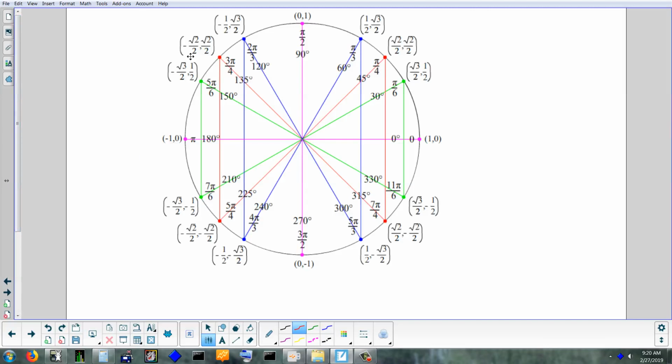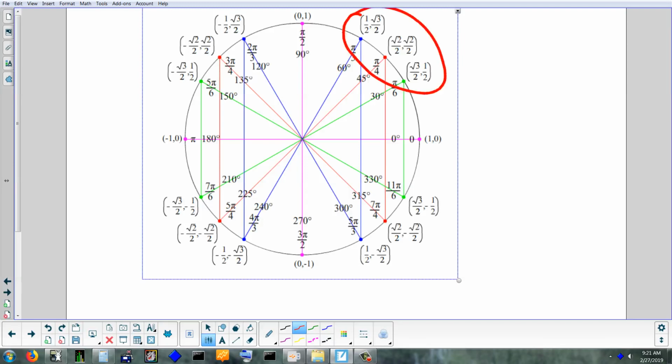All the ones in green, those are the 30s. Those are all root 3 over 2, 1/2. The only difference between the different quadrants is whether you put a negative in front of the x or the y, or both. And then the blue ones, that's your 60. The blue ones are all 1/2, root 3 over 2. Again, just sometimes you put a negative in front of one or the other. So as long as you know the 3 that I just circled, that's all you need to know to do that whole picture.